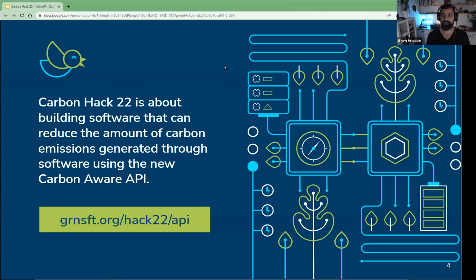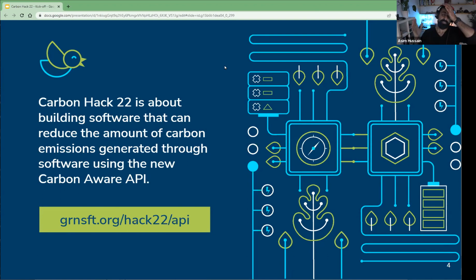So what is Carbon Hack? Carbon Hack is about building software that can reduce the carbon emissions generated through software. Carbon awareness specifically is this idea of doing more when the electricity is clean and doing less when it's dirty. So your project can be written in any language capable of connecting to the API. It may include code, and it may not include code, but it must be open source.